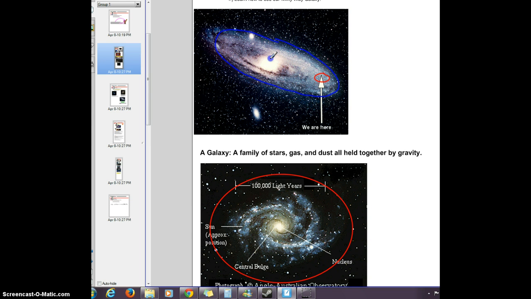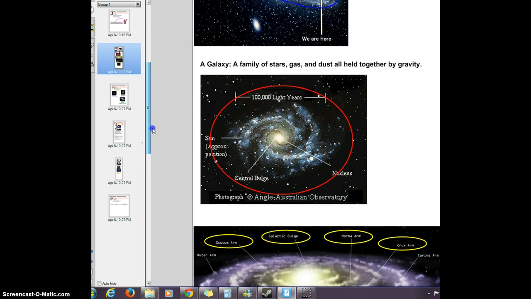A lot of you are looking at this and probably thinking that this is our sun. It's not true. This is not our sun. This actually is considered to be the nucleus of the galaxy in which everything rotates around. Our sun would be right in this area where we are. Okay? Take a look at another picture of our galaxy.